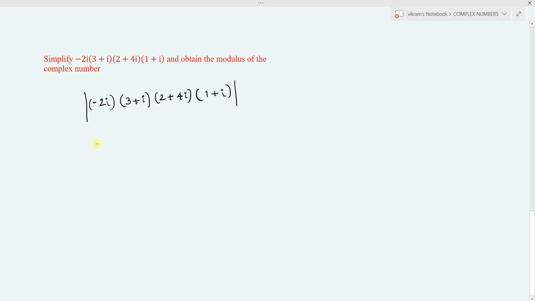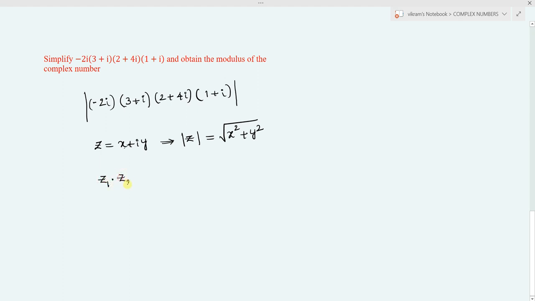We know that z equals x plus iy. If z equals x plus iy, then the modulus of z is written as square root of x square plus y square. And we have the properties of the modulus of a complex number.